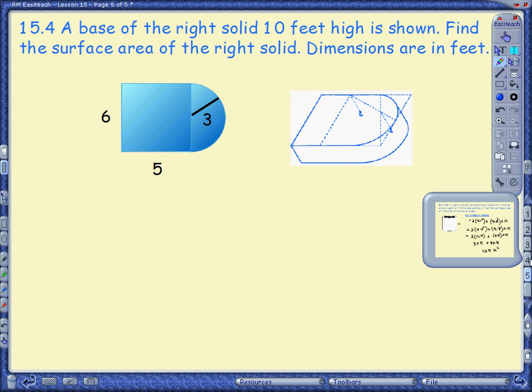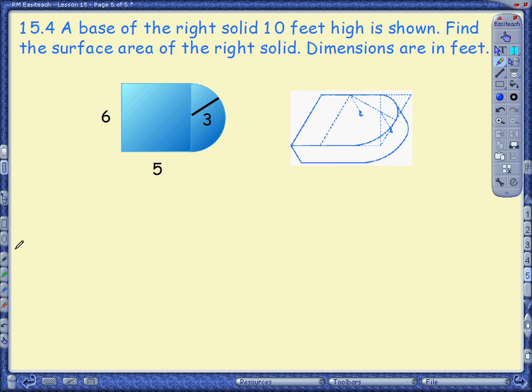Okay, now we have a composite shape, and the base of this right solid is 10 feet high as shown. Find the surface area. So we know we're going to use this formula, 2 base areas plus the perimeter of the base times the height. And we're told in this type of problem the height in the problem.